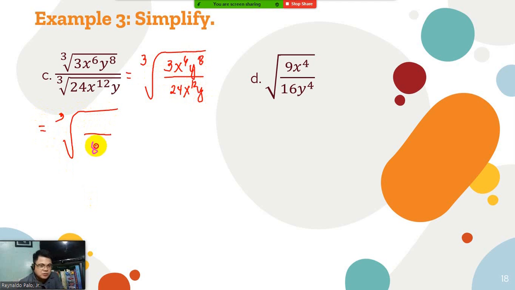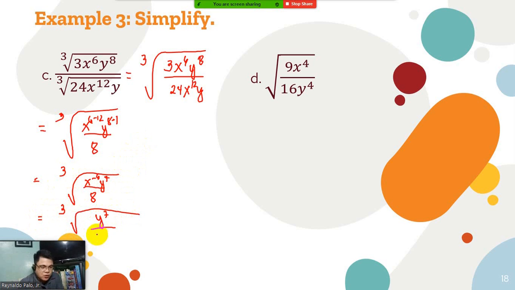It is now over 8, and then applying the division law of exponents, we can keep the base and then subtract the exponents. 6 minus 12 for x, and then for y it's 8 minus 1. So y has an exponent of 1, that's why it's 8 minus 1. Then let us simplify. Cube root of, so 6 minus 12 is negative 6, then 8 minus 1 is 7 over 8. Then the next thing is, there's a negative exponent. For the negative law of exponents, you just have to get the reciprocal of the term with the negative exponent. So this will become cube root of y raised to the 7th power over 8x raised to the 6th power.